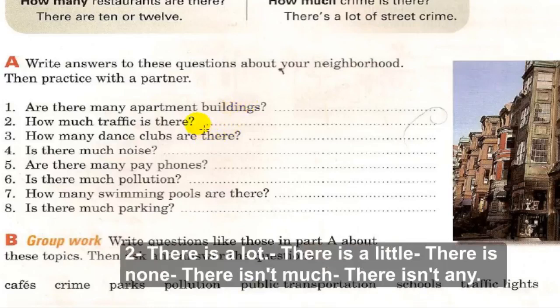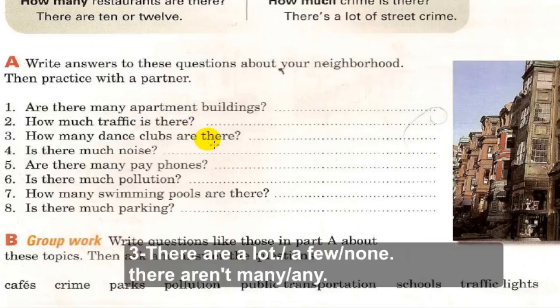Number 2. How much traffic is there? There is a lot. There is a little. There is none. There isn't much. There isn't any. Question number 3. How many dance clubs are there? There are a lot. There are few. There are none. There aren't many. There aren't any.